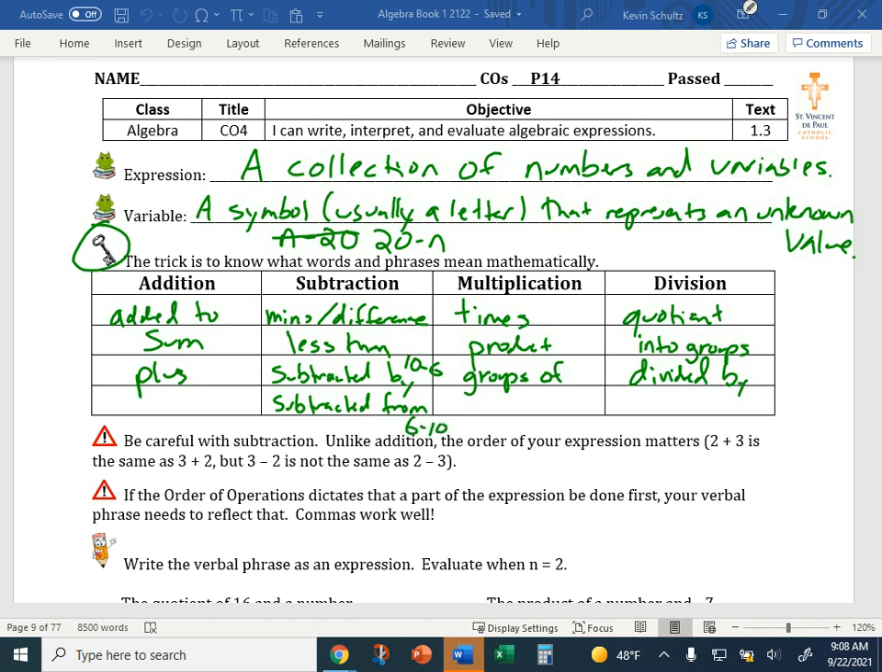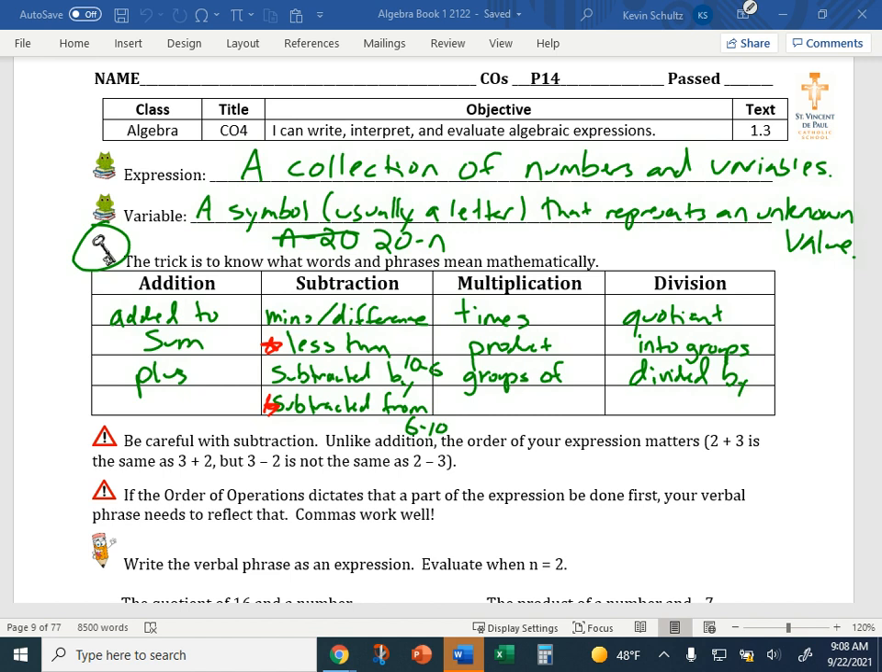So these two here, less than and subtracted from, are the two that if anyone's going to trip you up, it's going to be those, because the order in which it's presented to you is backwards. Okay? Lisa? Like away from you, taking 6 away from 10 would be subtracted from. Yes. Subtracted from, you're actually taking 10 away from 6.